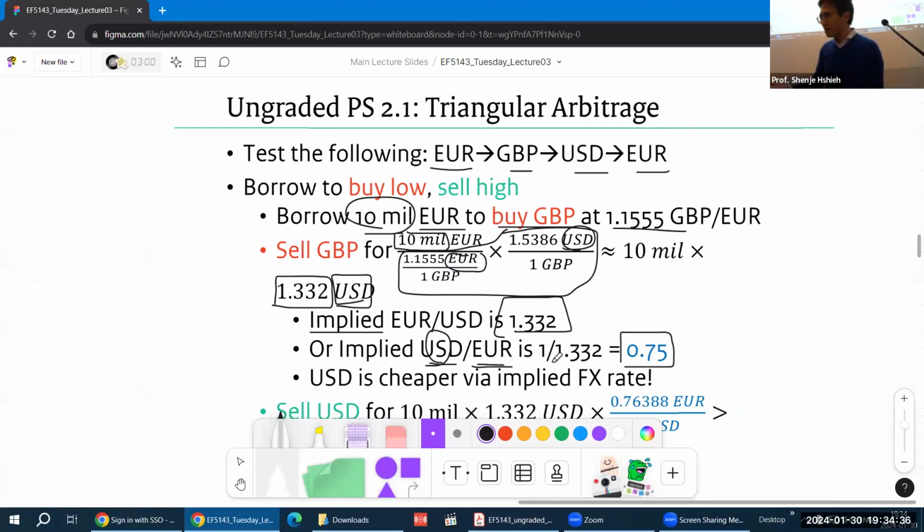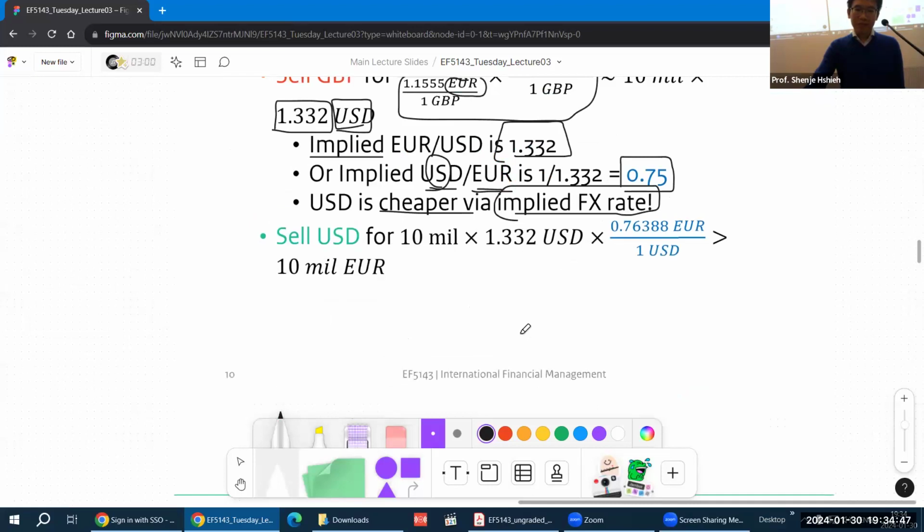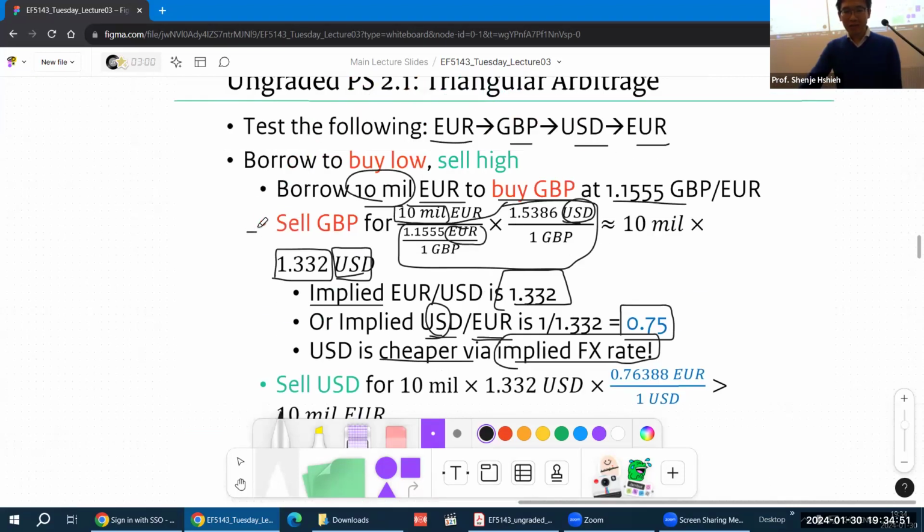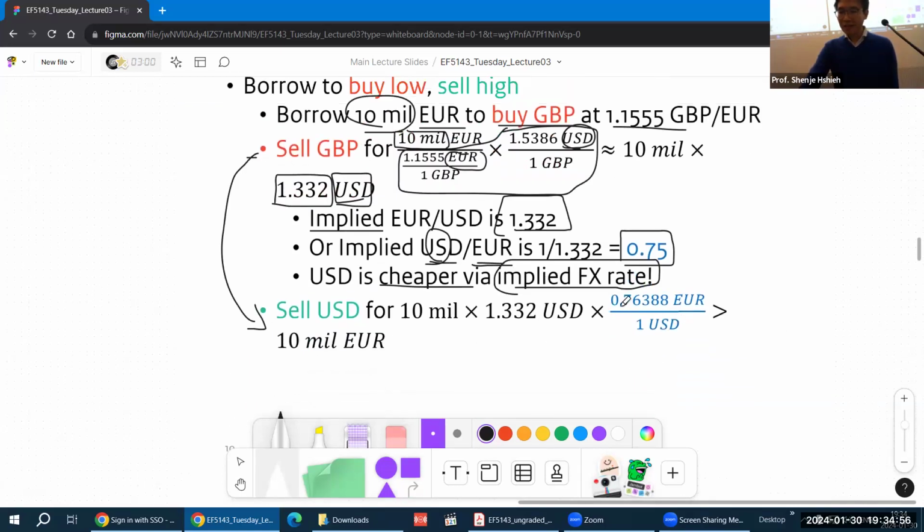So two different prices for the same asset tell us there must be arbitrage, right? USD is cheaper via the implied FX rate. So taking advantage of this, we can just go from this step here, and sell it at this better price, right?